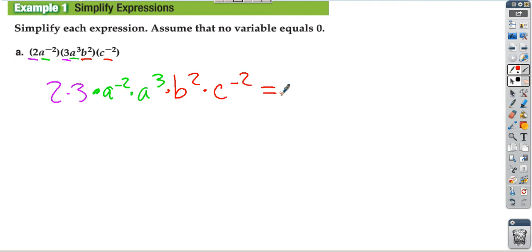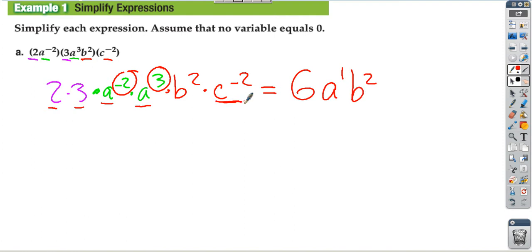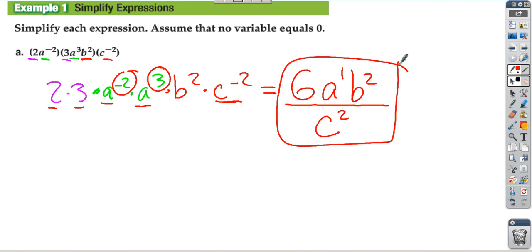So let's simplify this. 2 times 3, that equals 6. A to the negative 2 times a to the 3, we're supposed to add those exponents together. Negative 2 plus 3 is positive 1. And you don't have to write a to the 1, you can just write a. The b squared stays the same. This is a negative exponent, so it's on the top. We need to flip it to the bottom and make it positive. And that is now simplified. There's no further operations we can do.